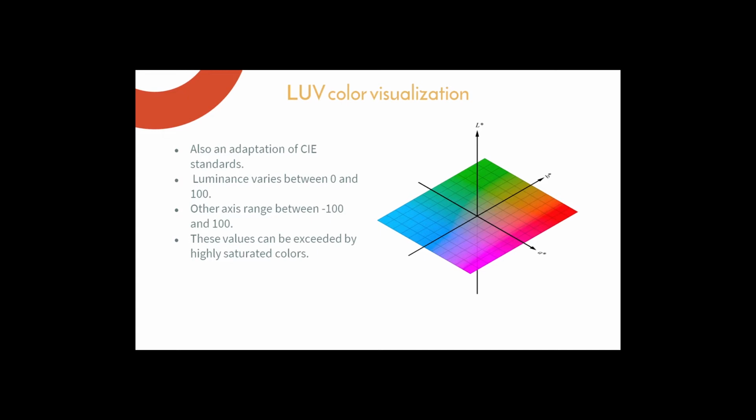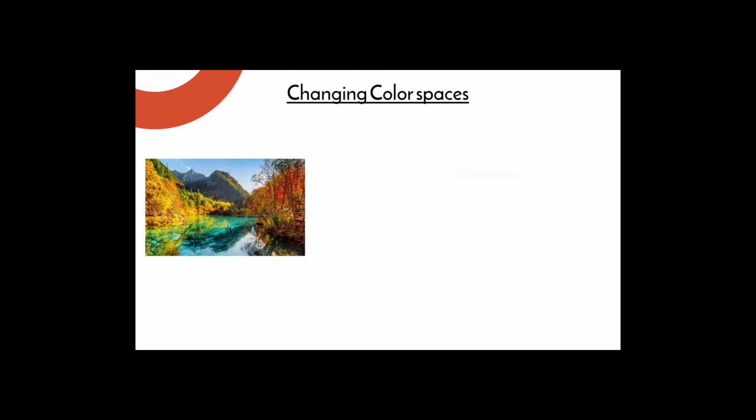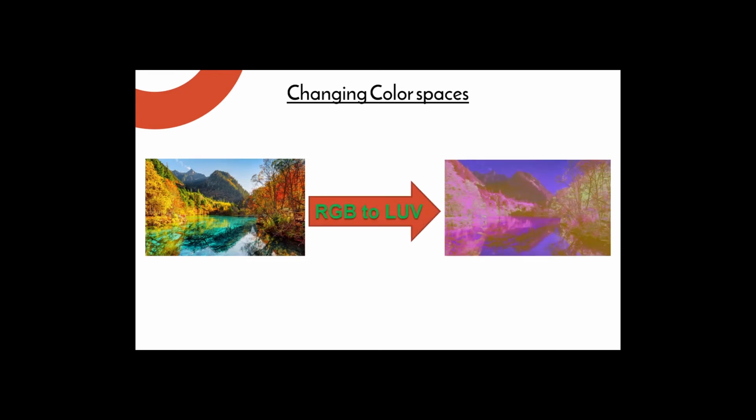Now let's try converting a picture from RGB color space to an LUV color space. Here the picture that you are seeing on the left is in RGB format. Now after conversion of the picture from RGB format to LUV format, it will look something like this.